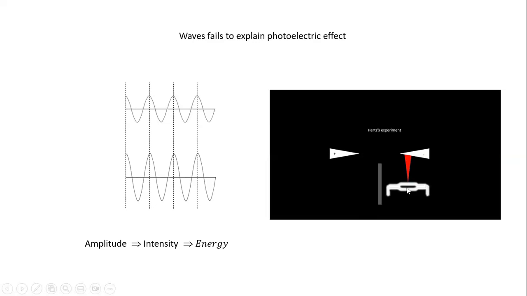But when Hertz did this experiment, nothing happened despite him increasing the intensity of the light. He observed sparks whenever he changed the frequency of the light. Whenever he used violet light, he observed sparks. Irrespective of whether he used low intensity violet or high intensity violet, he saw sparks. This is where the wave theory of light fails to explain the photoelectric effect.